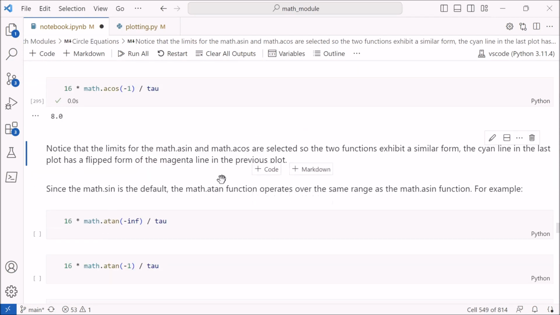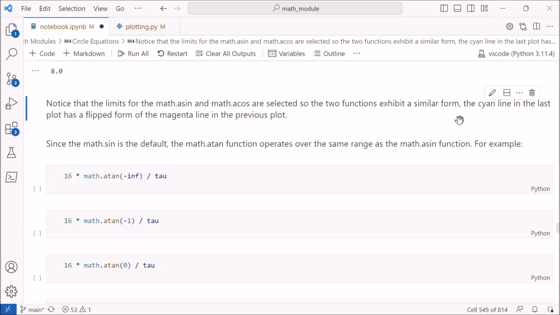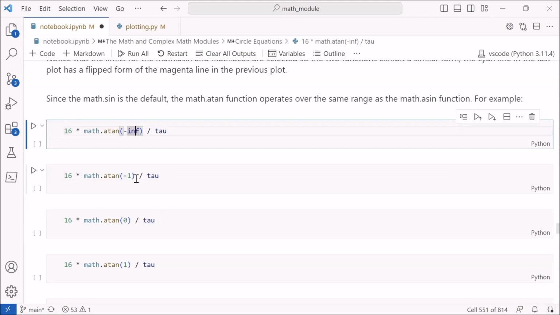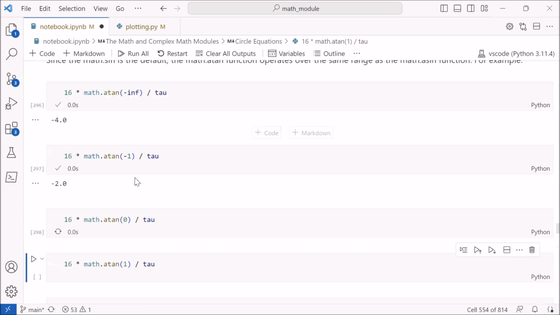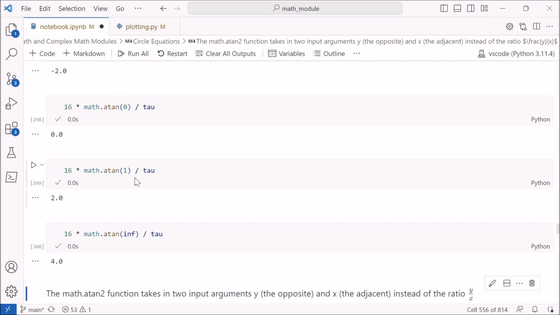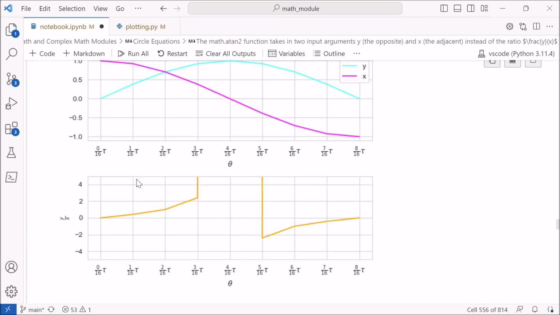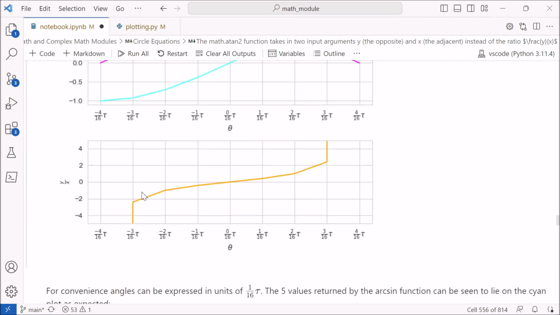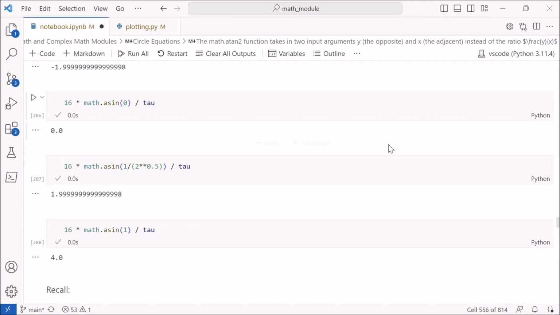So since the sine is the default, the arctan function operates over the same range as the arcsine function. So we can test the values here. It's going to be -infinity, -1, 0, 1, and infinity. So if we have a look here, it's going to be here, here, here, here, and here, and this is going to be -infinity and +infinity.